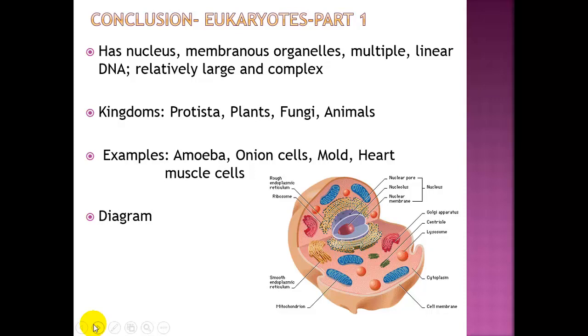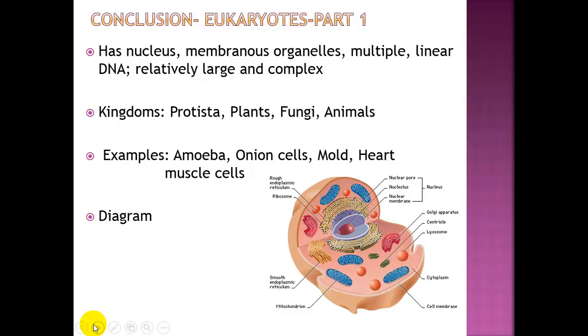So in conclusion, eukaryotes are cells that have a nucleus, membranous organelles, and multiple linear DNA. They are relatively large and complex compared to prokaryotes. The domain Eukarya has 4 kingdoms: protista, plant, fungi, and animals. Examples are amoeba, onion cells, mold, and heart muscle cells.